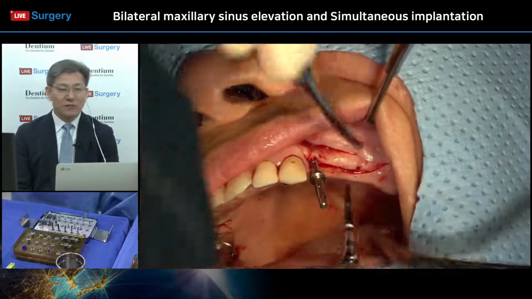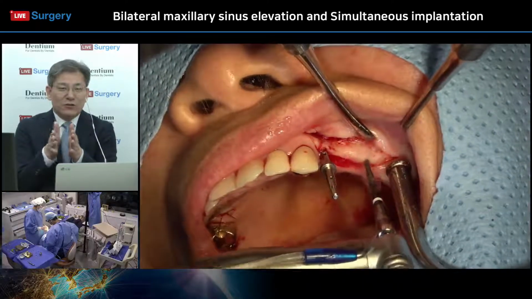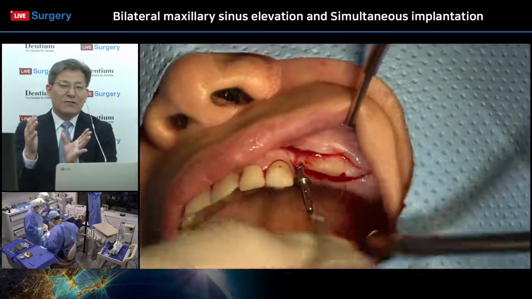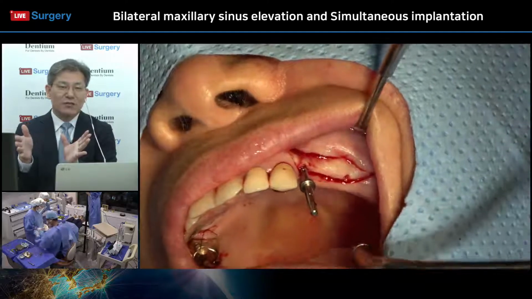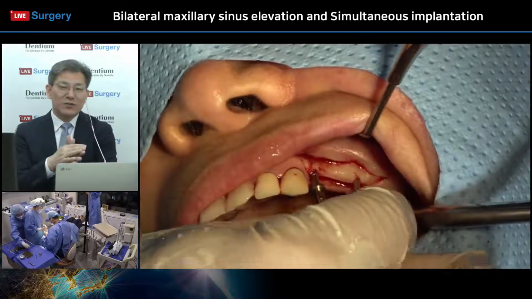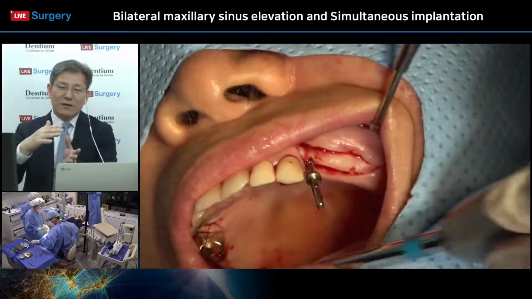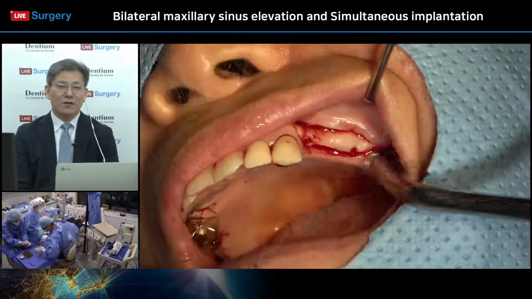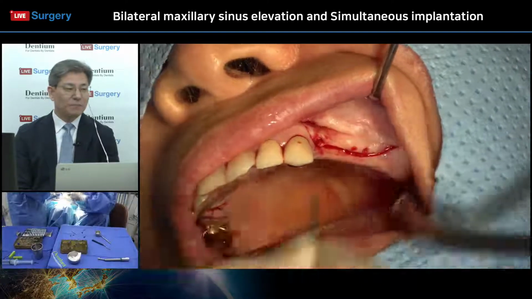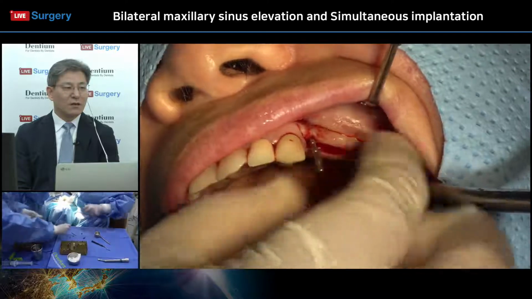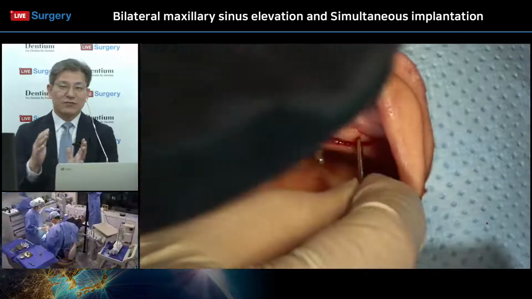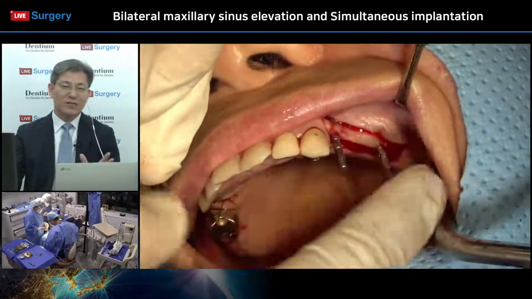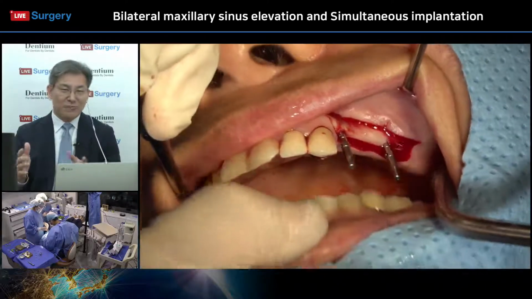So if you want to have a ridge split, first you have to consider the ridge width. From 4 millimeters, you can try a ridge split procedure. Under 4 millimeters, during the ridge split procedure, the labial bone plate can break. So it is not indicated under 4 millimeters, right? Checking the ridge width, bigger than 4 millimeters, maybe 4 to 6 millimeters is the best indication for ridge split.